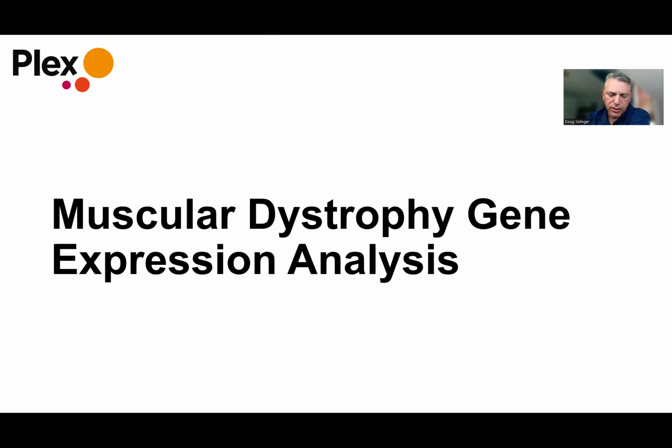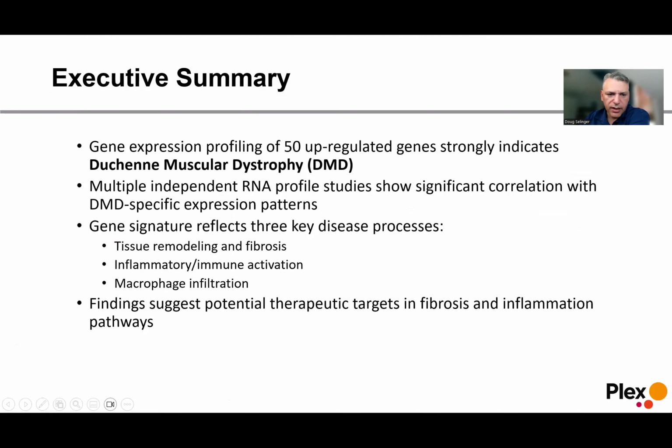It includes the title and all of that: muscular dystrophy gene expression analysis. As we go through this, the executive summary tells you what it did. It looked at profiling of 50 upregulated genes that indicated this is a DMD disease state. It tells you here's the evidence behind it, especially these multiple RNA profiling studies, and summarizes what it found.